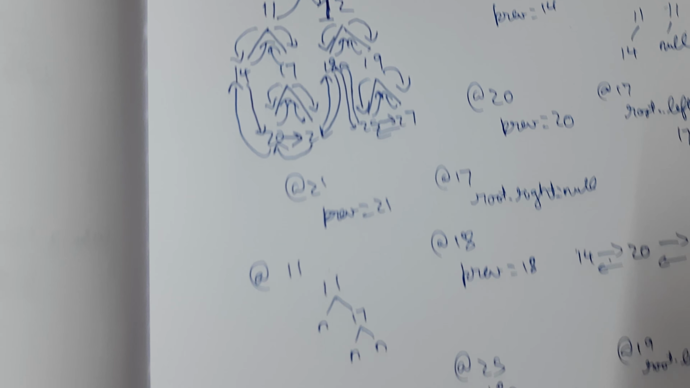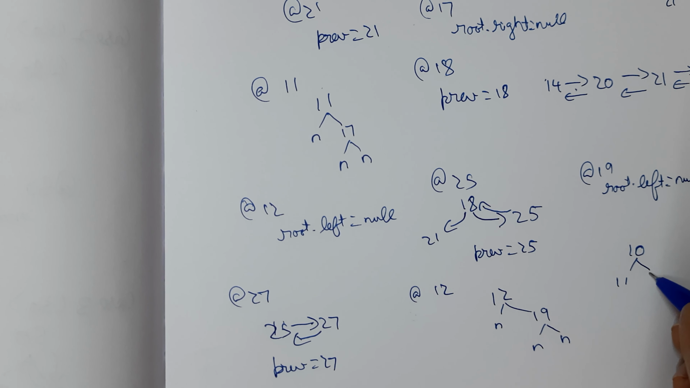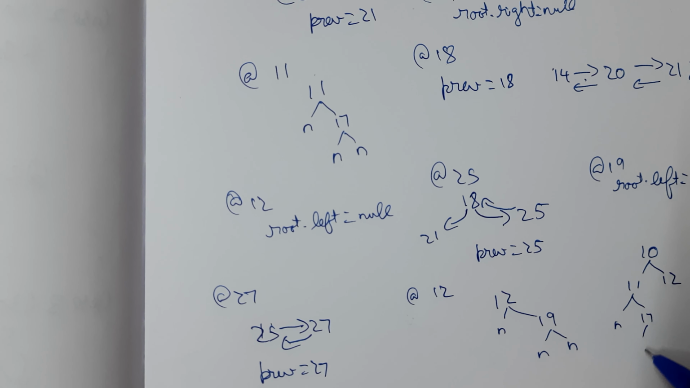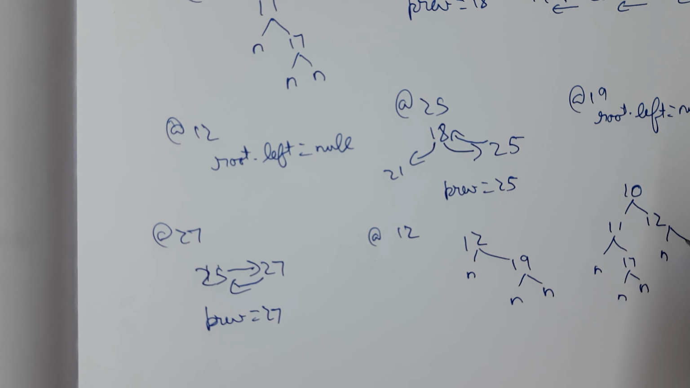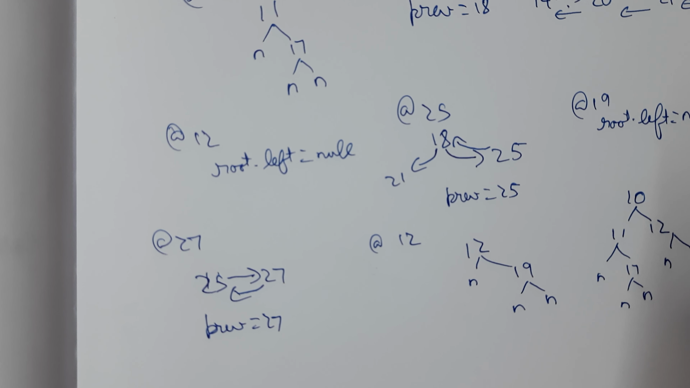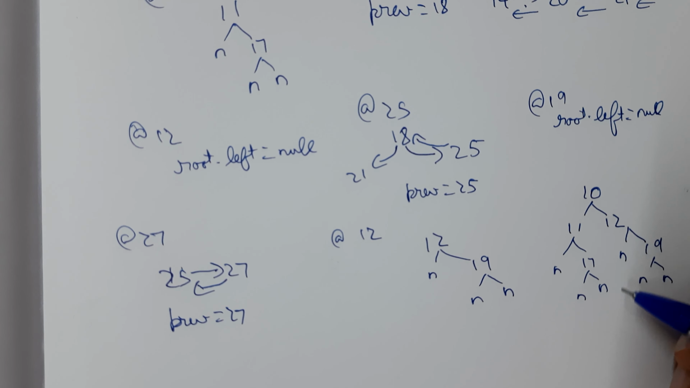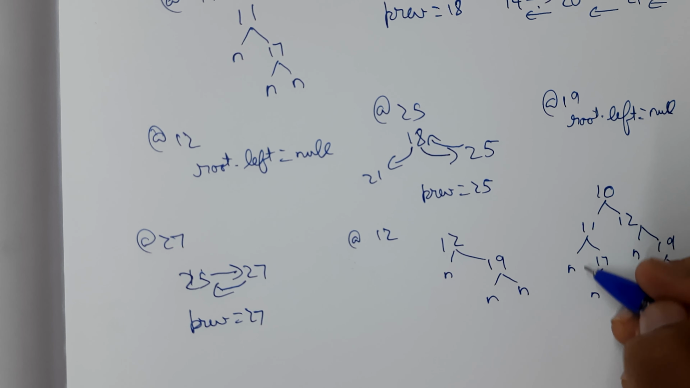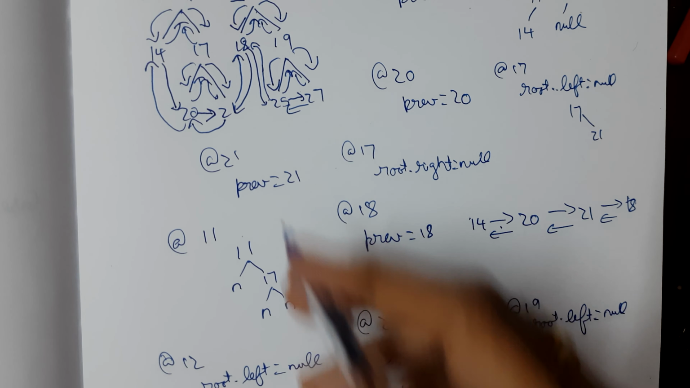So at 10, what is going to happen is 10, 11, 12, and at 11 we have null, 17, null, null, 12, null, 19, null, null. So every single leaf node returned a null address back to its parent. Which means there are no more leaf nodes present, and all the leaf nodes have now been converted into a doubly linked list as you see here.